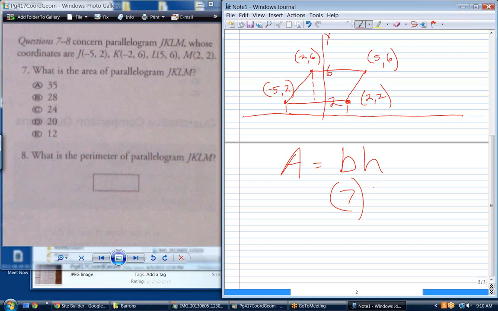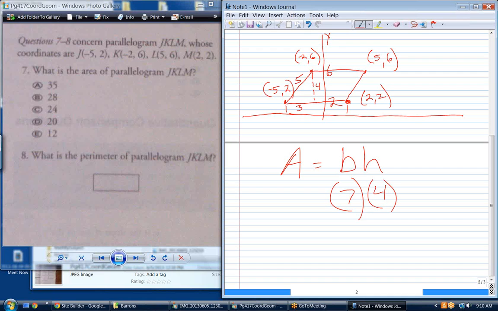So the area is 28. Okay. The perimeter is harder because to get the perimeter, we're going to need to know the length of that slant. And that's harder to get than the vertical height was. Let's see if there are any shortcuts. Let's see. This triangle is a 4. Aha, 3. Okay, so the other's going to be 5.